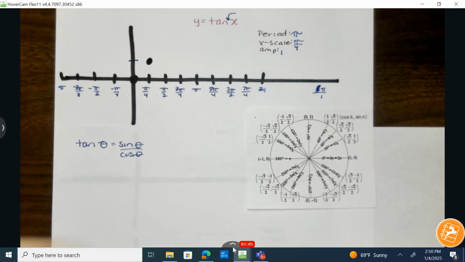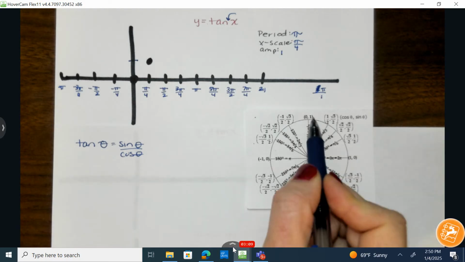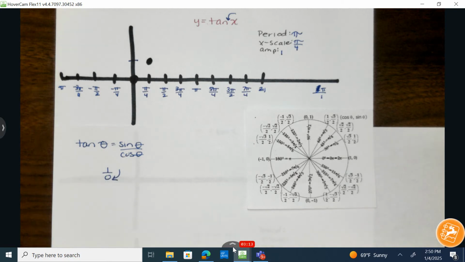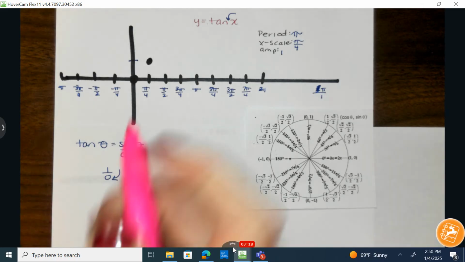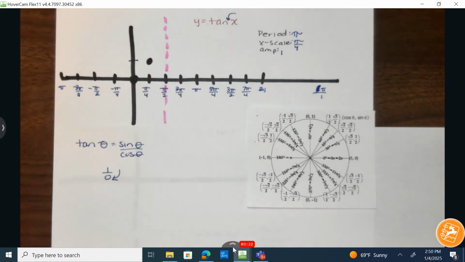Now let's go up to pi over 2, also known as 90 degrees. When I take sine and divide it by cosine, I have 1 divided by 0. Remember, you can never have 0 on the bottom of a fraction. When that happens, it's referred to as being undefined. And undefined on a graph can be seen as a vertical asymptote.